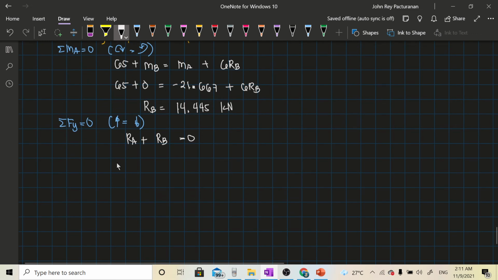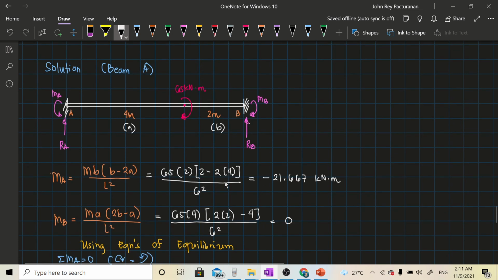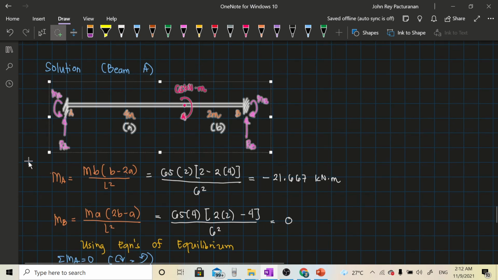Ang gagawin nyo na lang is RA plus 14.445 is equal to 0. So, therefore, ang RA natin ay negative 14.445 kilonewton. Huwag kayong matakot sa negative value. It only indicates that our directions are opposite to what we labeled.